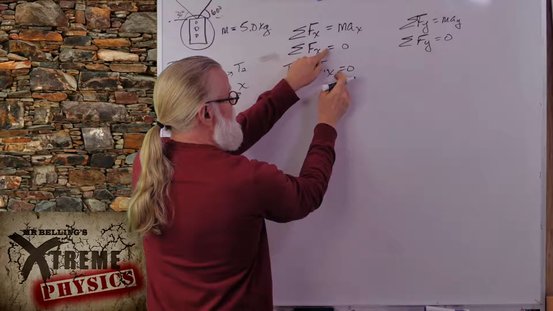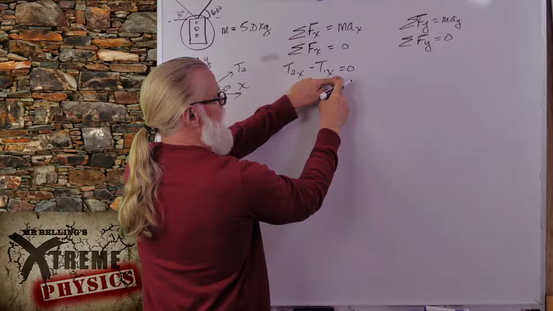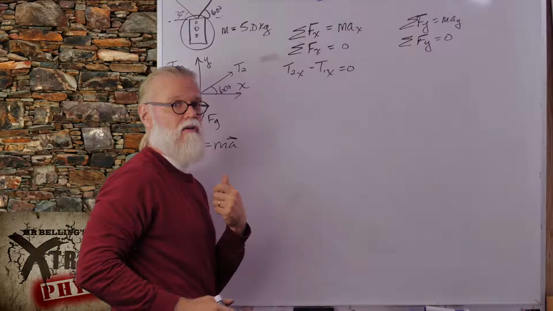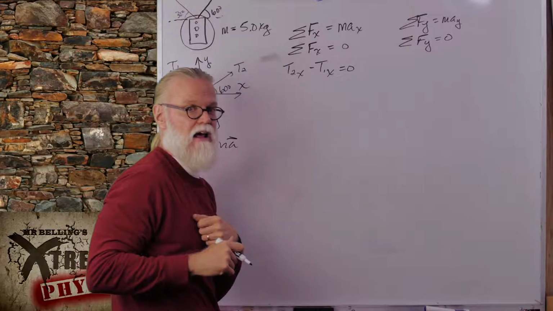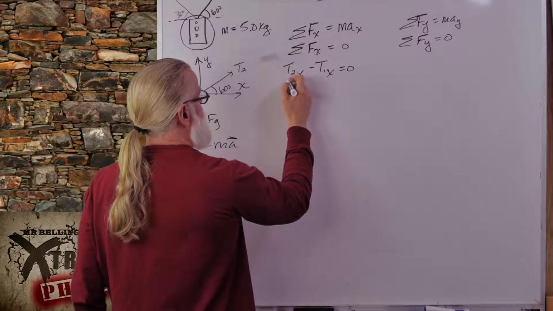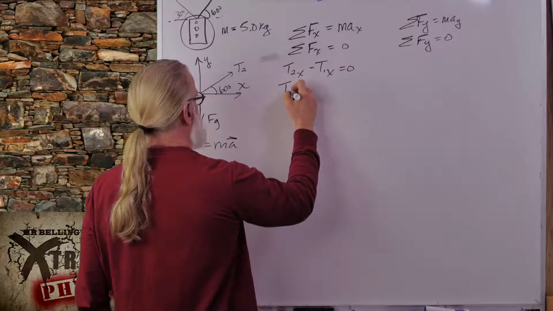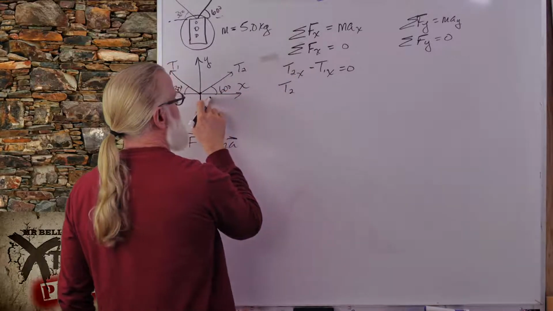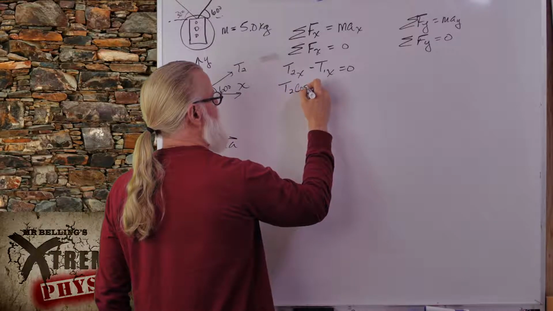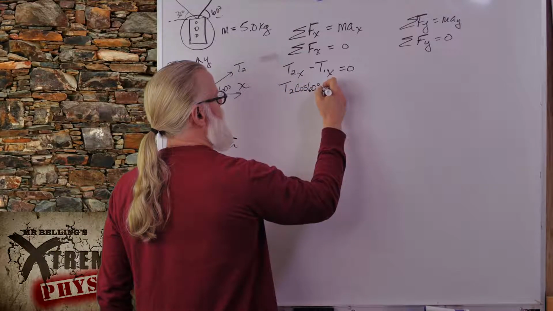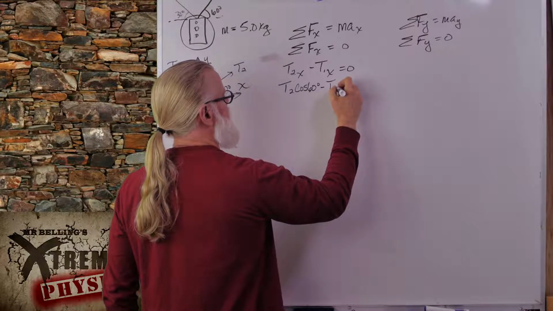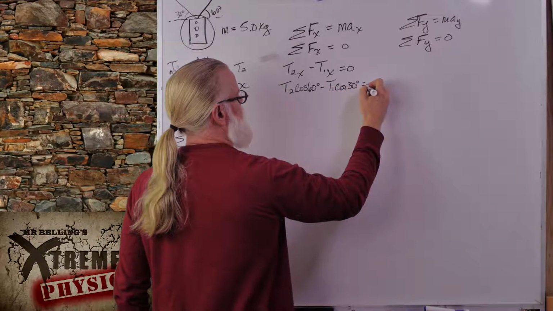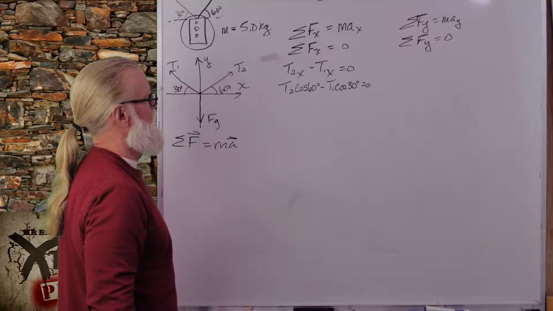Put the sum here. Leave the equal sign right there, and this side will be my 0 side, or mass times acceleration if this was accelerating, but it's not. All right, T2x, what is that? It's T2 cosine of 60 degrees minus T1 cosine of 30 degrees equals 0.